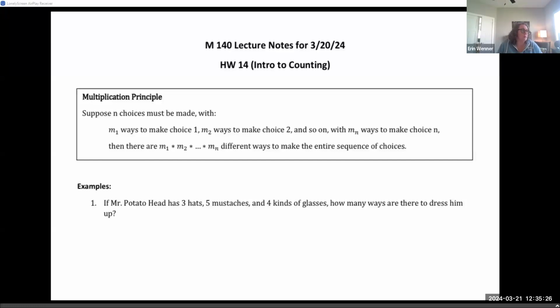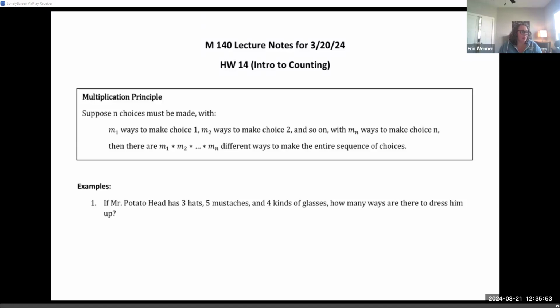So the multiplication principle says that if we have n choices that must be made, and m sub 1 choices to make choice 1, m sub 2 to make choice 2, and so on, with m sub n choices to make choice n, then the total number of choices we can make is the product of all those values.